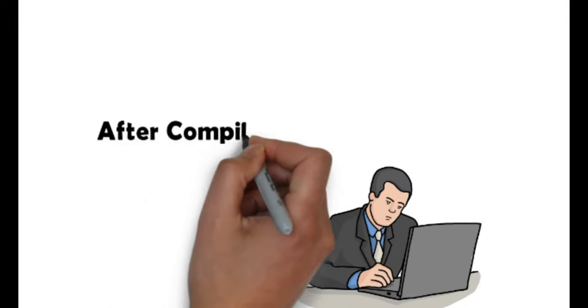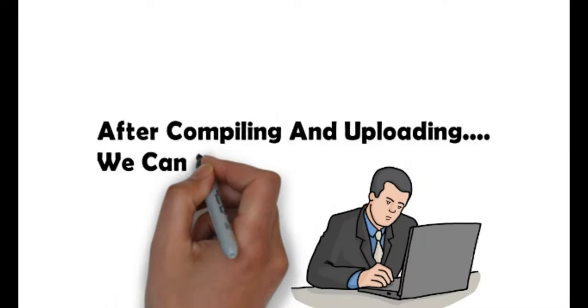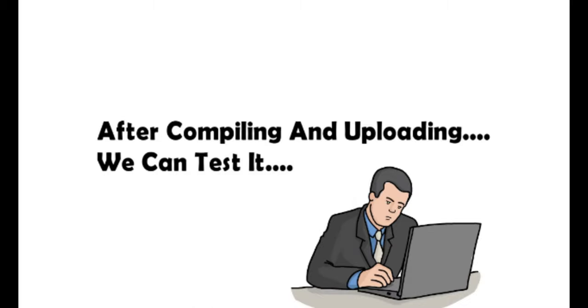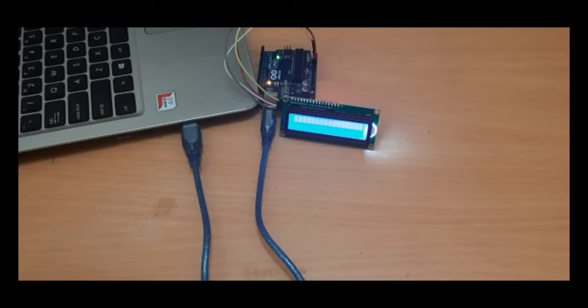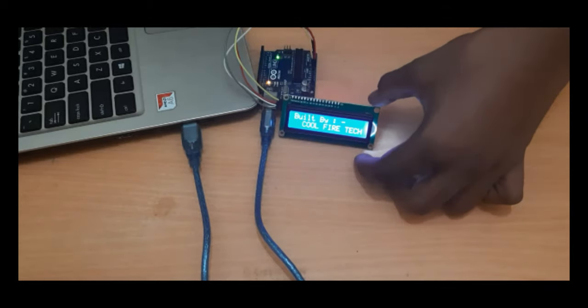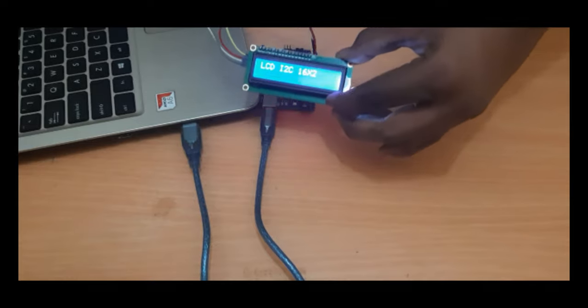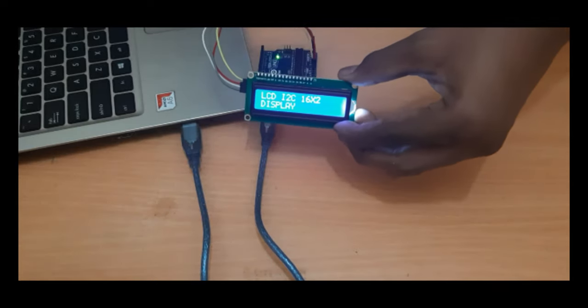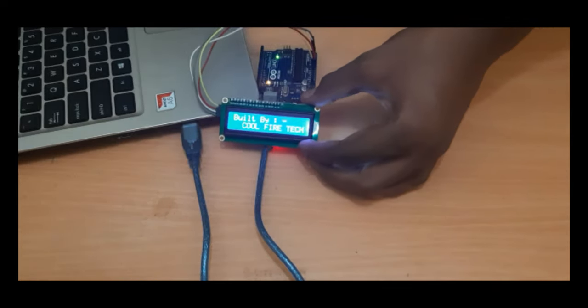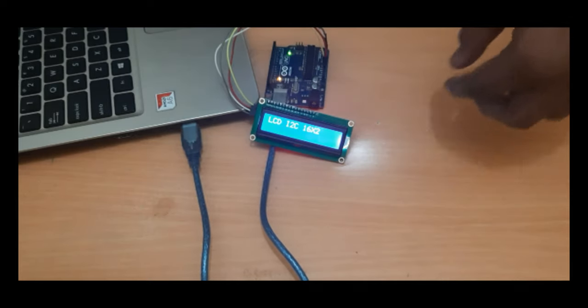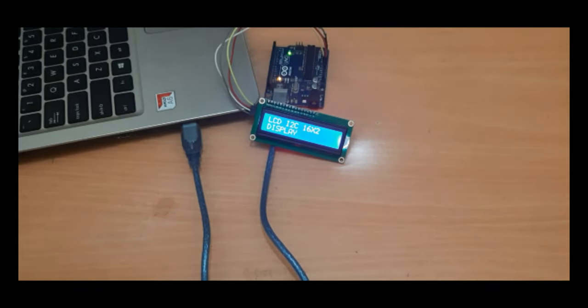After compiling and uploading, we can test it. LCD I2C 16:2 display built by Cool Fightech. You can also change the text in the LCD display by editing the code.